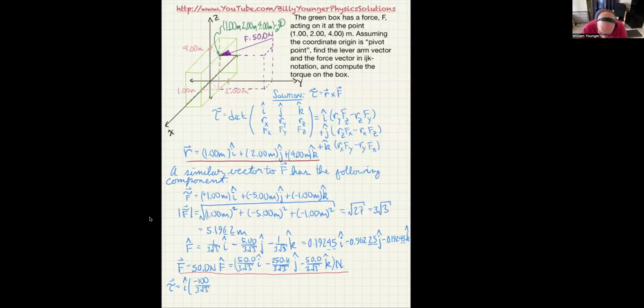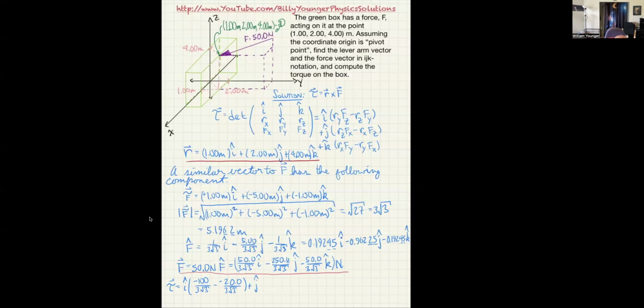Now I got to do minus RZ times FY. So if I take RZ, which is 4, and multiply it by FY, which is negative 5 over 3 root 3, I'm going to multiply 5 times 4, and that's going to give me negative 20. 5 times 4, yes, negative 20 over 3 root 3. And that's the first term.